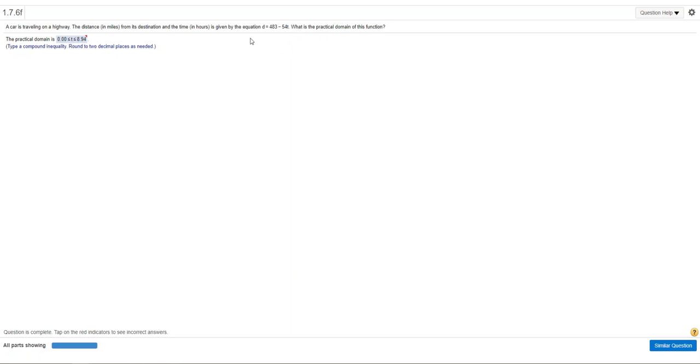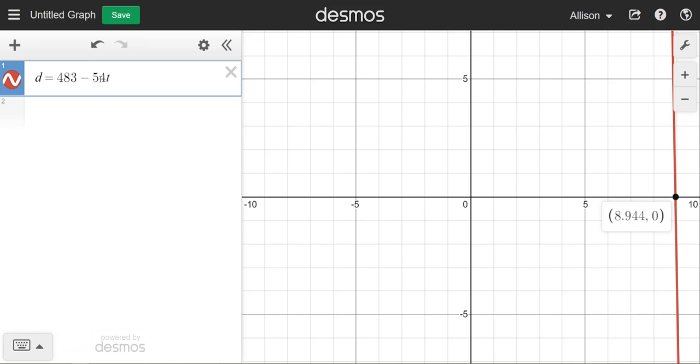Looking for the practical domain, what possible t inputs can we have? I would suggest graphing this function. So I have the equation typed over here in Desmos. I just typed it in, and I can't really see very much going on. It looks like it's a vertical line. I know it's not, but I know that it has a very large y-intercept value, so vertical intercept value. So in this equation, the coefficient is my slope because it's the coefficient of the variable. So I see my slope as this part of the linear equation, and this is my y-intercept or vertical intercept.